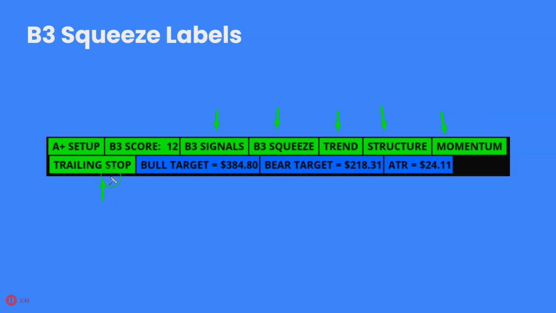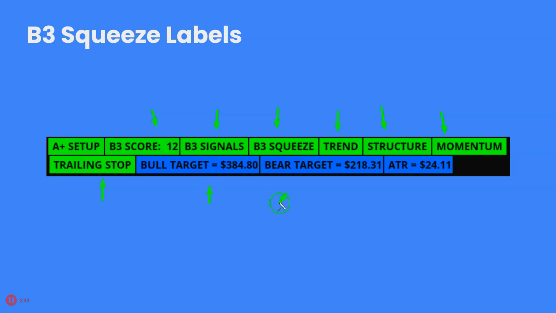And then the trailing stop. If that label is green, the price is currently above the ATR trailing stop. A red label means price is below the trailing stop. All pretty straightforward, all really simple. All we're trying to do is follow the pretty colors, and again, trade nothing but an A+ setup.